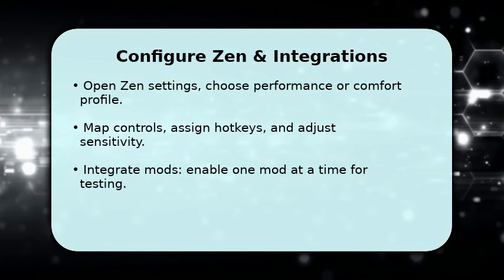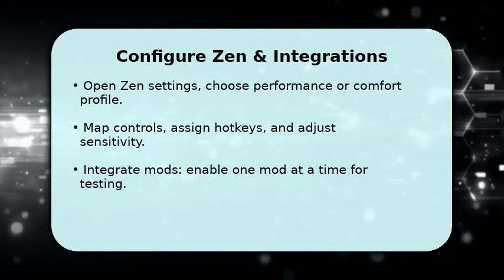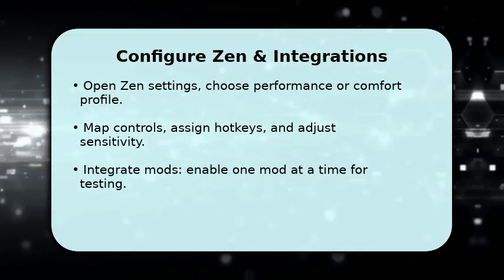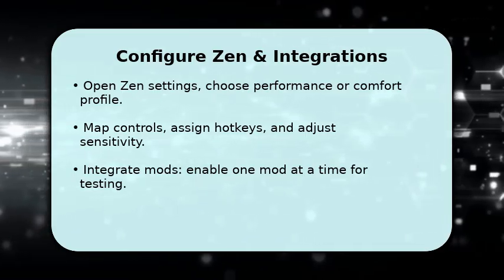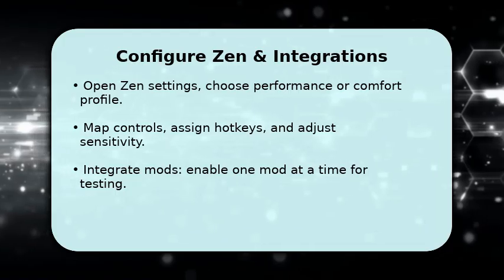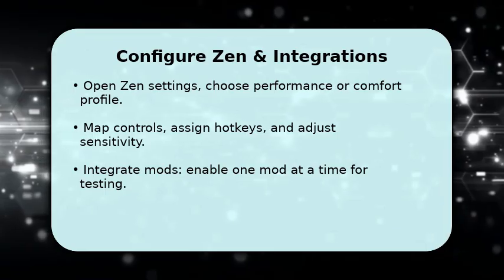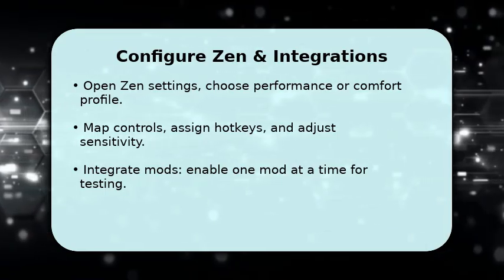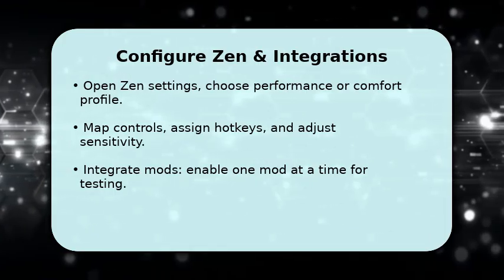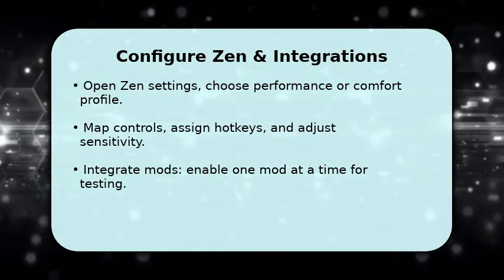You now configure Zen for how you play. Open the Zen settings and pick a profile: performance for responsiveness or comfort for stability. Next, map controls and assign hotkeys so essential functions are one press away. Make small sensitivity changes and test in a private server. Once done, enable integrations such as HUD mods or quality-of-life tweaks, but activate one mod at a time to pinpoint issues. Make sure to save each change and restart the game to apply kernel-level tweaks.